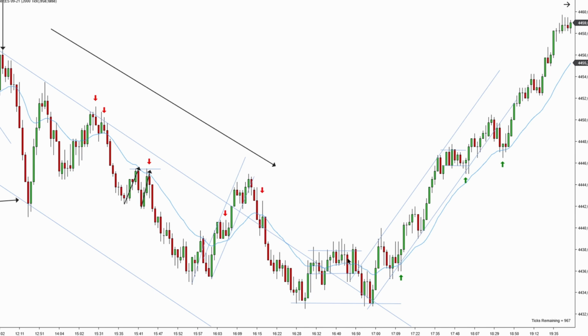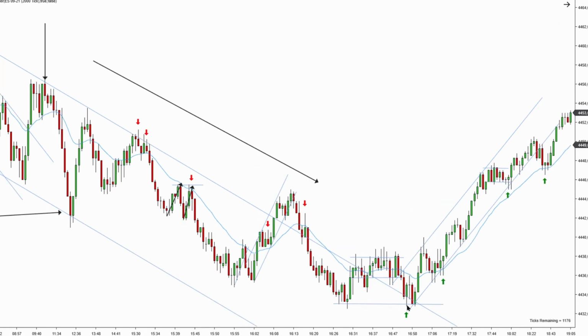Unfortunately, there was no setup during this mess. You just really want to sit on your hands right here. Nice micro double bottom right here, and another fairly aggressive setup, which is the failed break below this congestion.